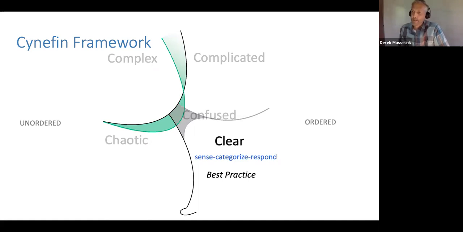So in this situation, we sense, we categorize, we find a category in which this problem, or what we're dealing with, falls into, and then we respond according to approaches that we've already developed, and they're very clear and replicable.